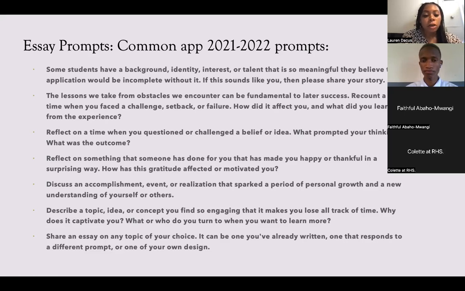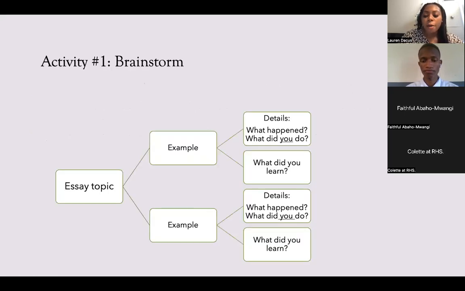So with these prompts in mind, I want you to take the time to brainstorm an essay topic that you would like to write on. Give an example of a time in which the essay topic relates to something that has happened to you. And then furthermore, add details such as what happened, what did you do, and what did you learn?